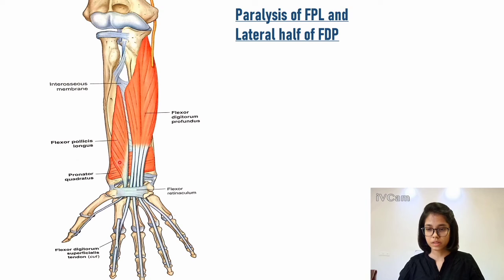So this is the flexor pollicis longus muscle whose tendon is inserted over the palmar surface of base of distal phalanx of thumb, whose contraction will cause the bending of distal phalanx of thumb. This is the flexor digitorum profundus whose tendons are inserted over the distal phalanges of rest of the four fingers. On paralysis of these two muscles, that is FPL and lateral half of FDP, the patient will be unable to bend the terminal phalanx of thumb and the index finger when the proximal phalanges are kept firm by the clinician.